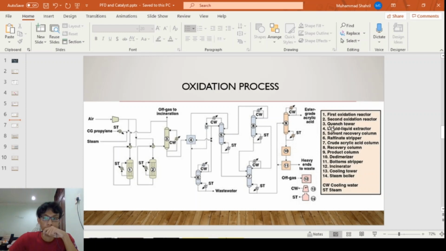Number 3 here, you can read, number 3 is the quench tower. The effluent from the reaction system is sent to a quench tower where the acrylic acid formed is absorbed in water. Okay, the next step is that part of the residual gases obtained at the top of the quench tower is incinerated, with the balance being recycled to the first step reactor here.